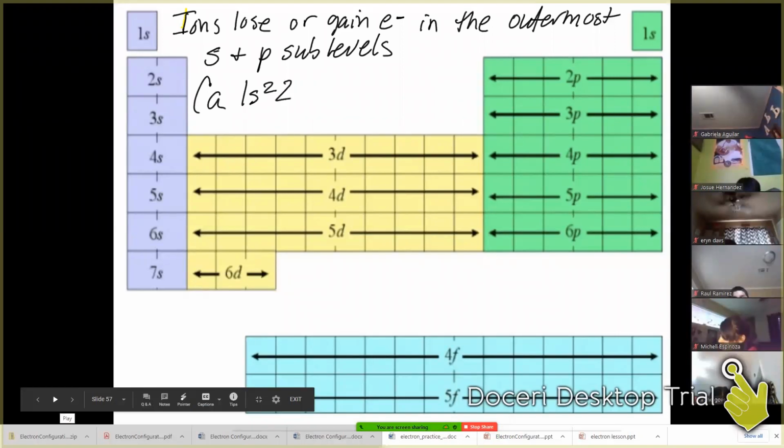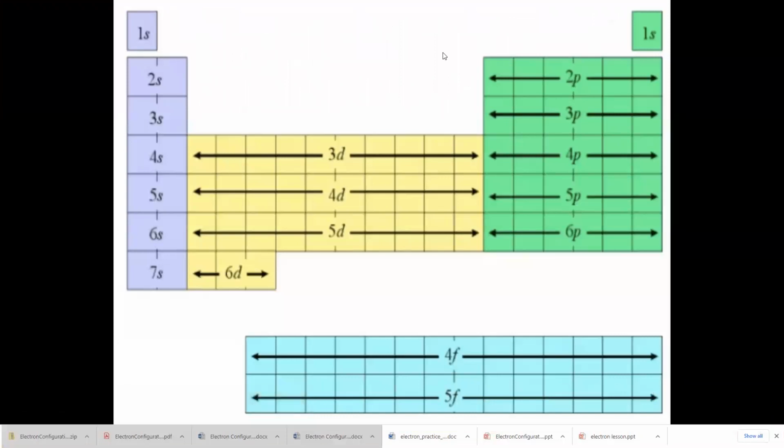So it's 1s2, 2s2, 2p6, 3s2, 3p6, 4s2. So outermost means the highest energy level. It's outermost S and P. It doesn't have a 4p, it only has a 4s. So that right there represents the valence electrons in calcium. So two valence electrons, which is what we know it has because it's in group two, and it's represented by that 4s2.